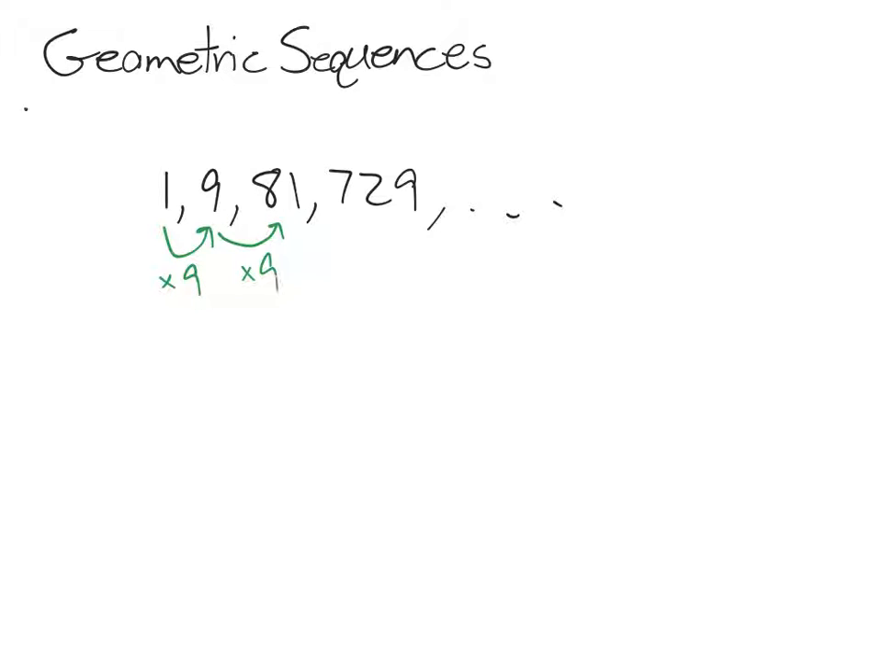Now, as you can see here, the numbers get really big really fast. Faster than they did with the arithmetic. So, geometric. The idea here is, again, that we're multiplying by the same number every time.